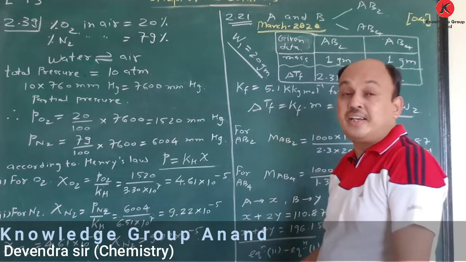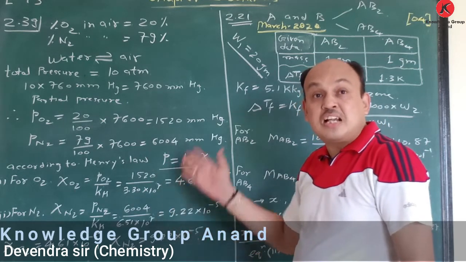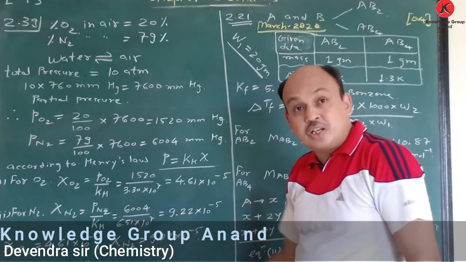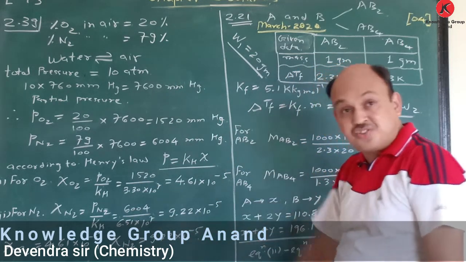So example 2.39 is also over, which depends on Henry's law as well as Dalton's law of partial pressure, as well as we can consider the mole fraction of the two different components, that is dinitrogen and dioxygen gas.